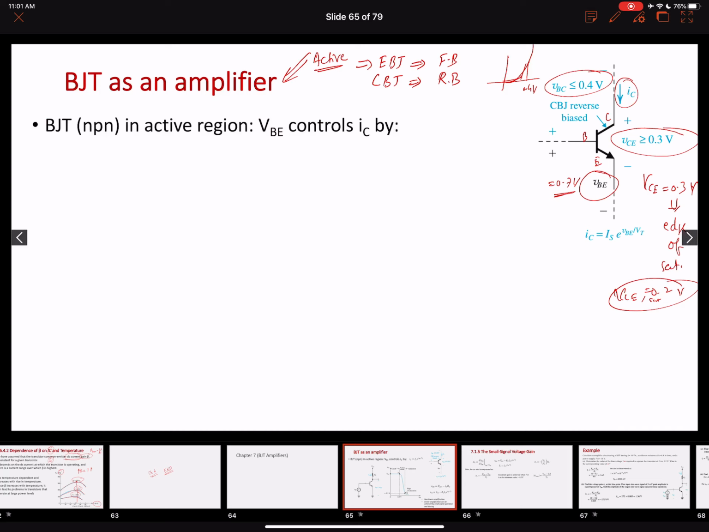Okay, so this figure is a BJT NPN transistor operating in the active region. The important thing here is that our collector current is proportional to the biasing voltage VBE of the emitter to base junction. So this voltage controls the collector current. So this is a voltage controlled current amplifier.